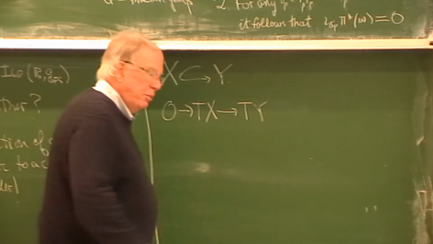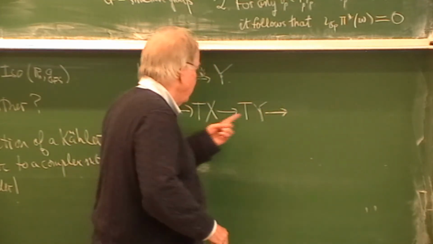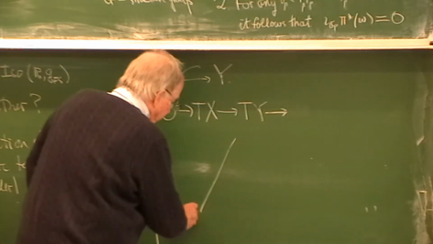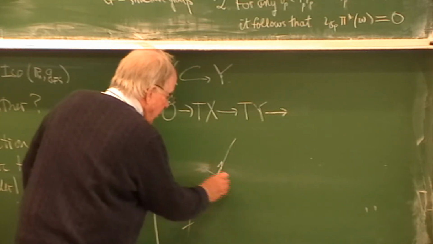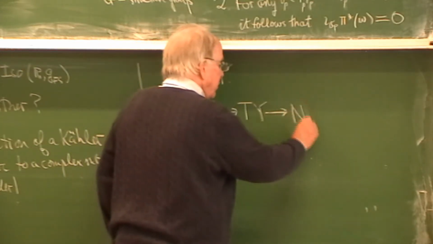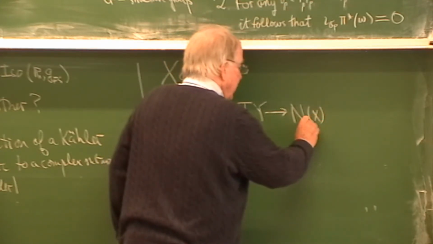But you should complete this picture with the quotient. If you have an injection of something here, then you have a quotient. And guess what you have? X is here, and you have here all the tangent stuff in X. The quotient is the stuff that is normal. So the quotient is called the normal bundle of X in Y.